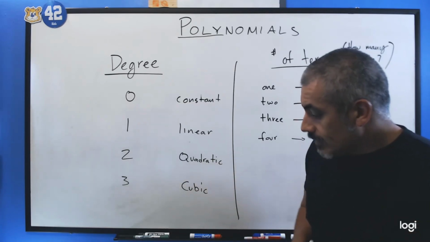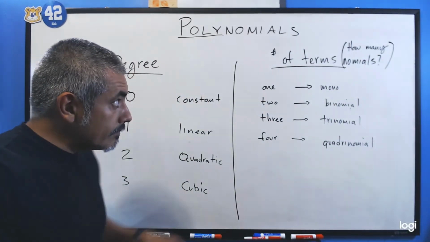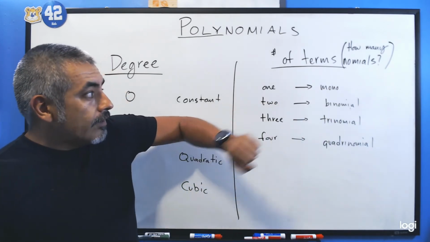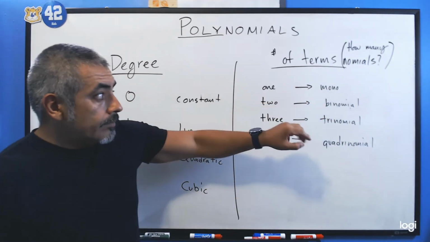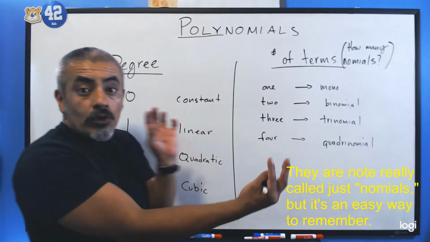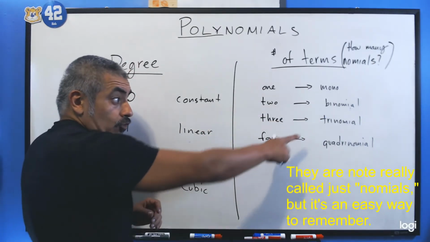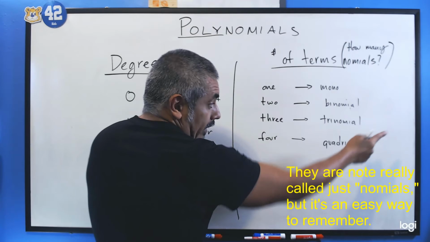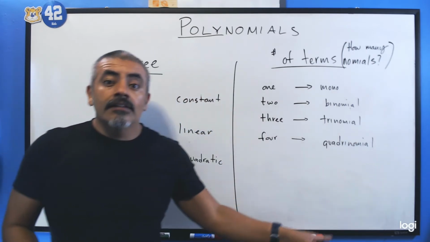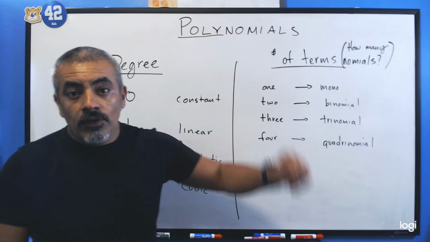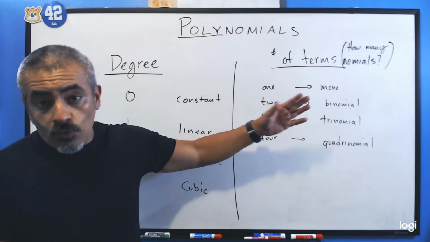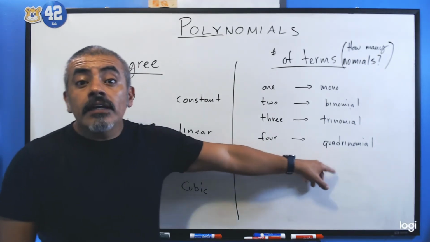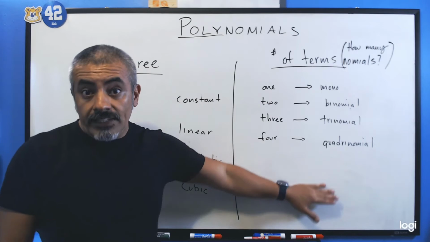Now, the number of terms goes by our prefixes. So we have monomial for 1 term, binomial if you have 2 monomials added together, trinomial if you have 3 added together, and if you have 4, we're going to call it a quadrinomial. After that, we're simply going to call it a 5-term polynomial or a 6-term polynomial or a 7 or a 20-term polynomial. We're not going to get into the details of trying to come up with specific prefixes for anything bigger than that.